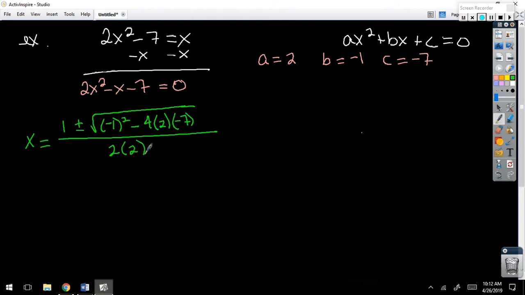Is anybody confused about just plugging it in? Okay, so under the radical, what is -1 squared? +1, right? When you square a negative. Now, if you just put -1 squared on your calculator, it's going to tell you it's -1. You have to put the -1 in parentheses when you square it so that it reads it correctly. So -1 squared is +1.